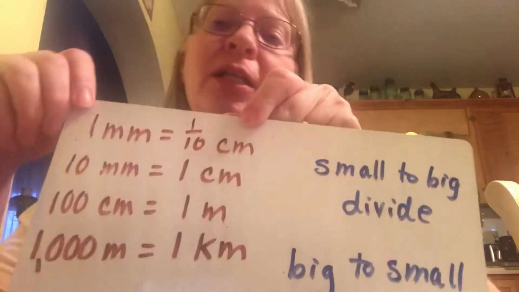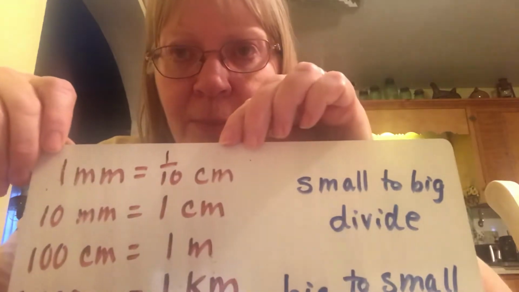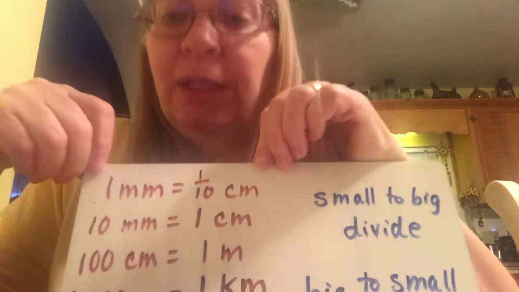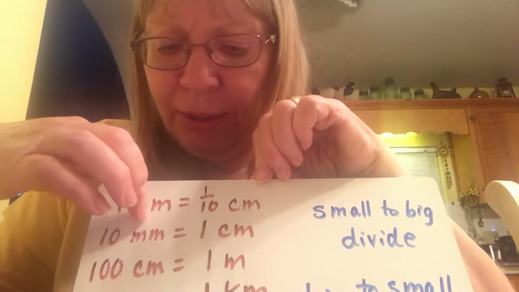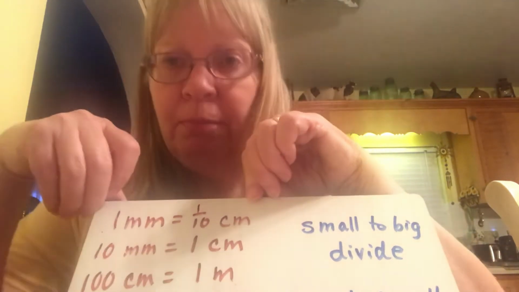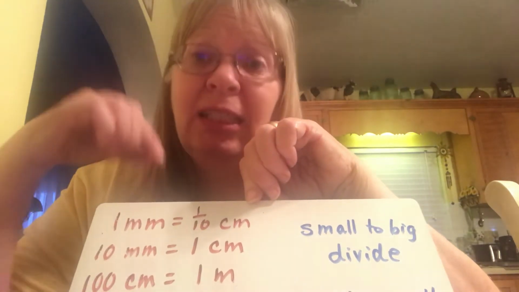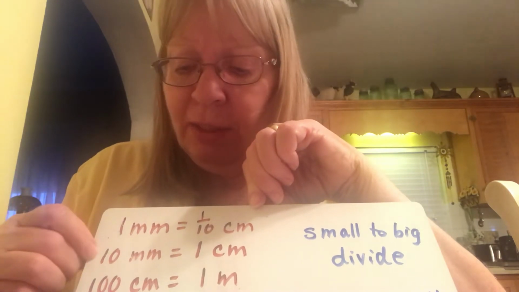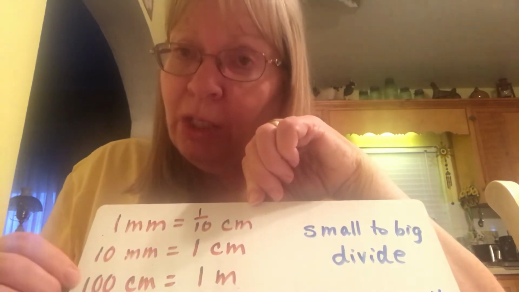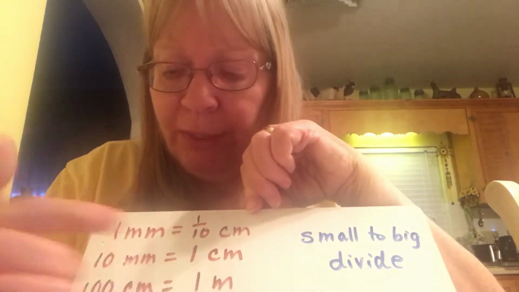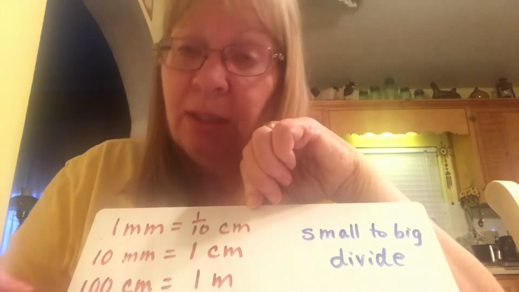And then these last 2 pages, we're going to be converting metric distances, and I wanted to go over this with you. We saw on the ruler on the first page that it takes 10 millimeters to make 1 centimeter. So a millimeter is actually 1/10 of a centimeter, because it takes 10 of them to make a centimeter. So 10 millimeters makes a centimeter, 100 centimeters makes a meter, and 1,000 meters makes a kilometer.